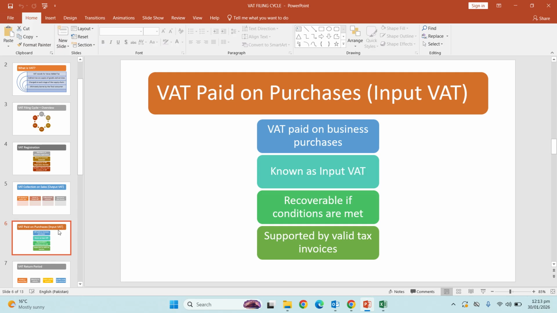So here is the VAT paid on purchases, which is also called input VAT. VAT paid by a business on its purchases and expenses is known as input VAT. Input VAT can be recovered from the tax authority provided the expenses are eligible and supported by valid tax invoices.